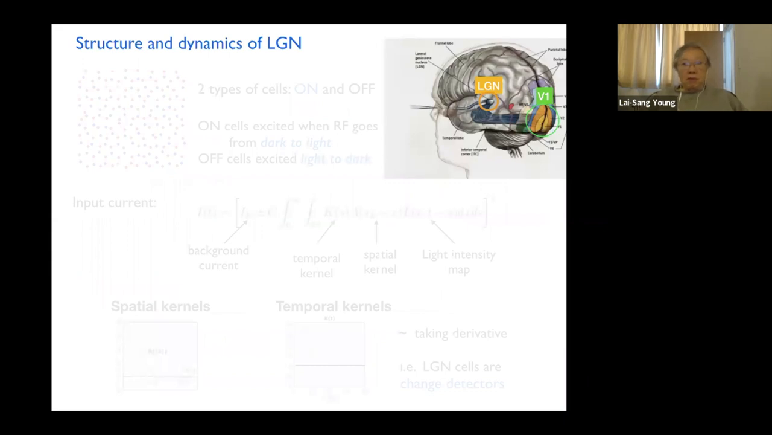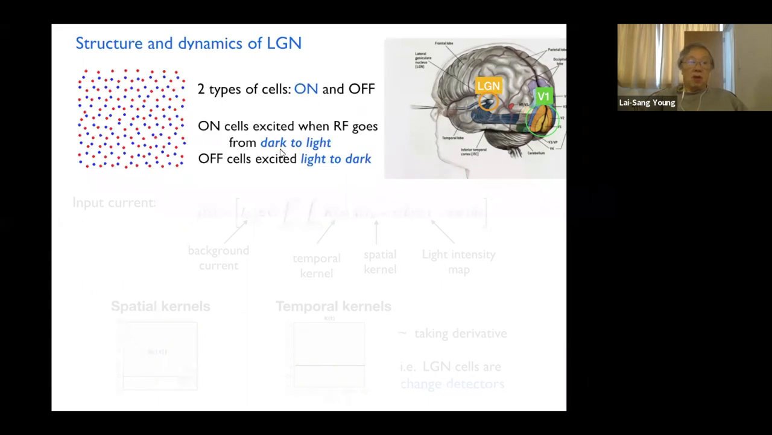Okay. So that was about V1, which is back here. In between the retina and V1 is LGN. So I would say a few words about the structure of LGN. LGN is relatively straightforward. Cortex is complicated, but LGN is relatively straightforward. Okay. So there are basically two mosaics, one consisting of on cells, colored here in red, and the other of off cells, colored in blue.